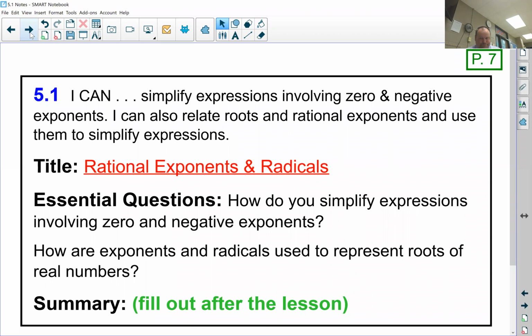So, 5.1 on page 7 in your pink packet, if you have it. Simplifying expressions including zero and negative exponents. Also relate roots and rational exponents and use them to simplify expressions. That's what we're going to do today. And it's actually, I think, a lot easier than maybe it sounds. So let's get started.